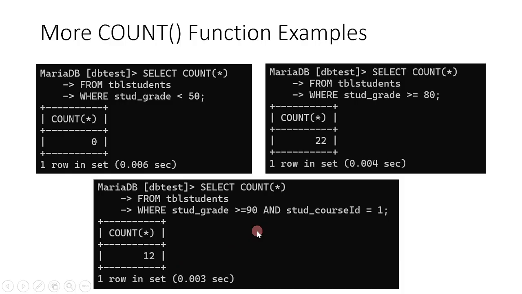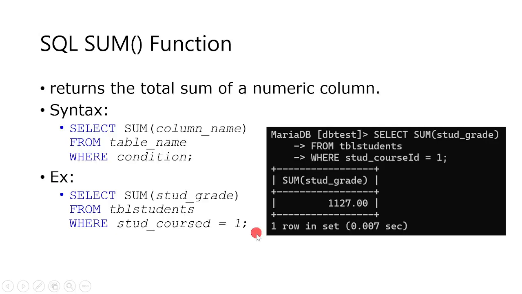So next is we have the sum function. It returns the total sum of a numeric column, so it is going to add all values in a given column. So we have here the syntax. Select sum, then column name. By the way, you could also use an alias here.